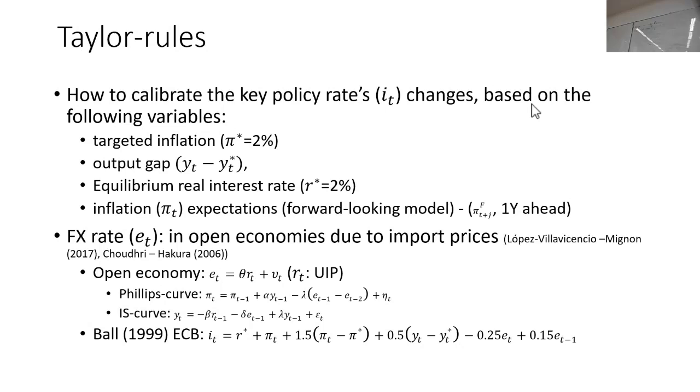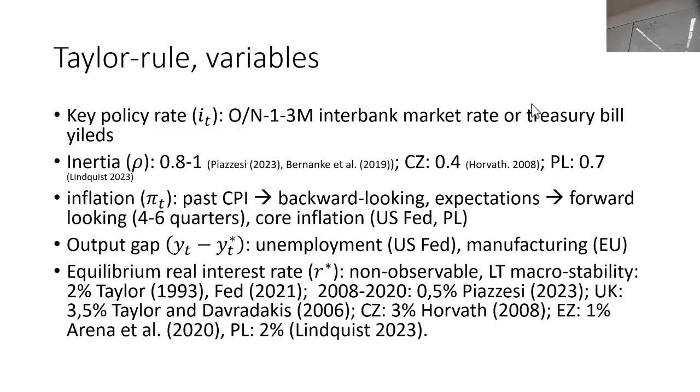Why? Because in open economies, we can say that, okay, exchange rates are always a function of the interest rate differential and some random variable, but this random variable will be determined by the Phillips curve and the IS curve sum. So if you add them together, then we can see that it will affect interest rates. So at the end of the day, how can we calculate this?